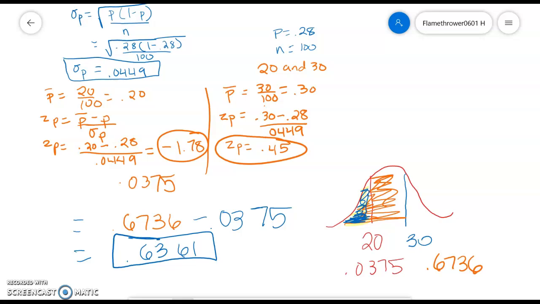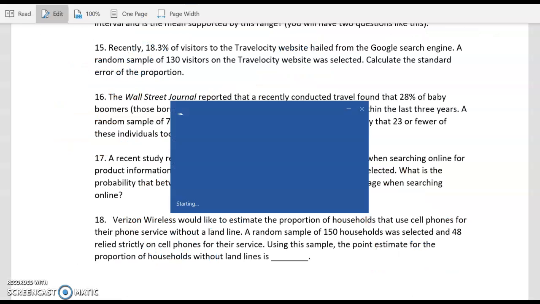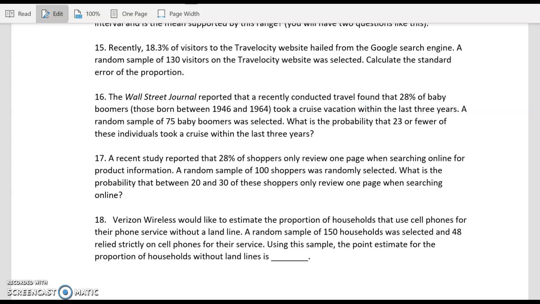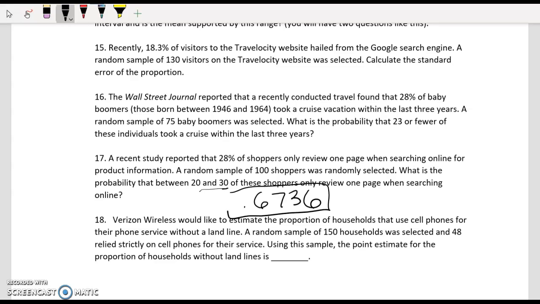So let's go back and look at our problem and make sure we understand what we're answering here. What is the probability that between 20 and 30 of these shoppers will review one page? The probability that between 20 and 30 will view one page is 0.6361, which is a pretty high probability that this is going to happen. And that would be your final answer. Let me know if you have any questions.